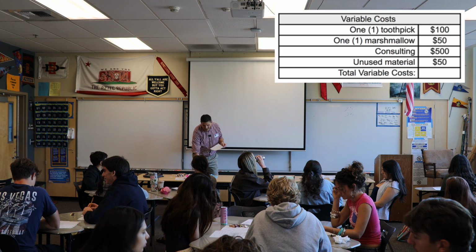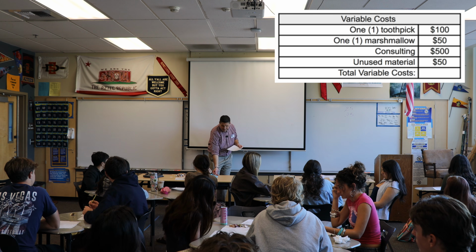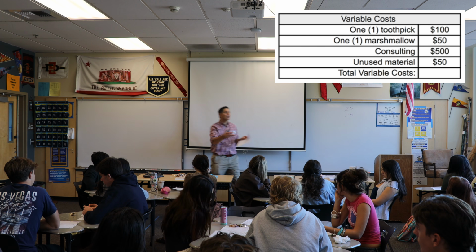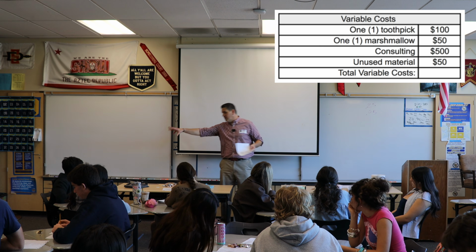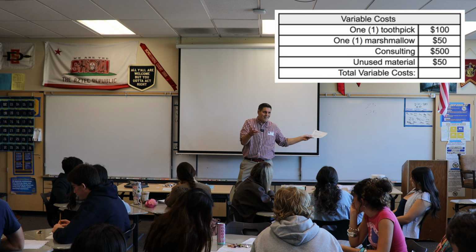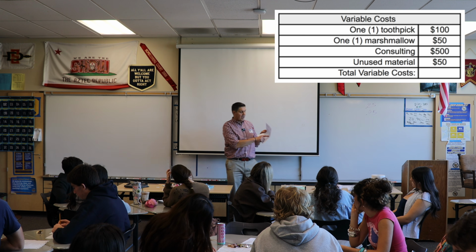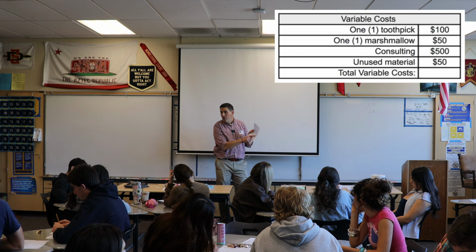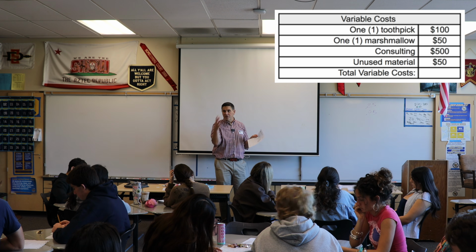Unused materials. If at the end your tower is done, but there's a bunch of toothpicks sitting there, then that's going to be $50 each. Now, that's actually realistic. If you were a construction company and you had all this extra lumber and all this extra stuff lying around, there's a cost to that. So you can't have a bunch of extra resources. So that's $50. Can we calculate your total variable cost right now? No. Not yet. Not until we actually start the building process.